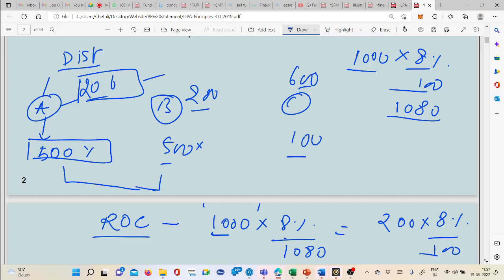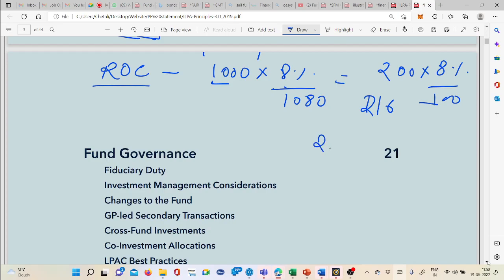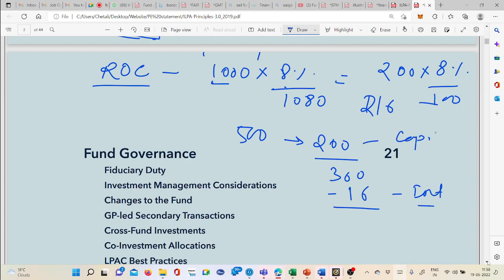So it comes to around 216 crore. First of all, return the 200 crore, and if you receive 500 crores, 300 crore will remain. Then return the 16 crore, because this is the interest payment. This is the capital one. And the remaining amount, which is 284, we directly charge the catch-up, which is 20%.